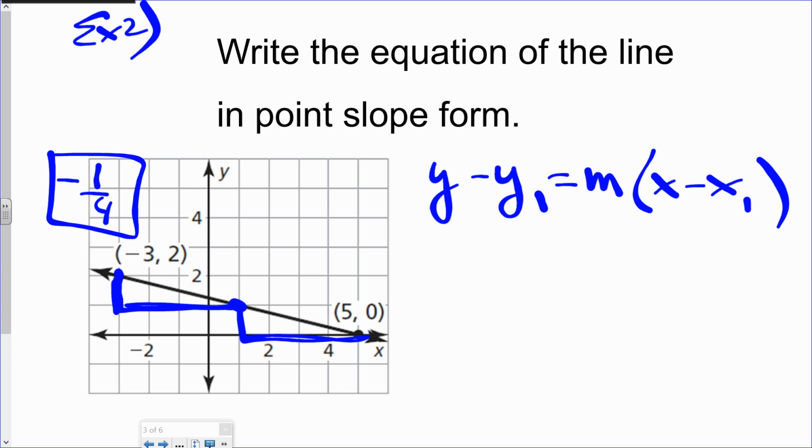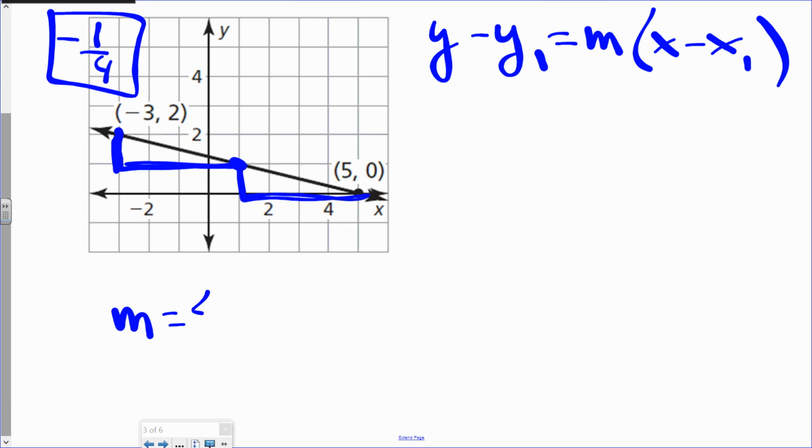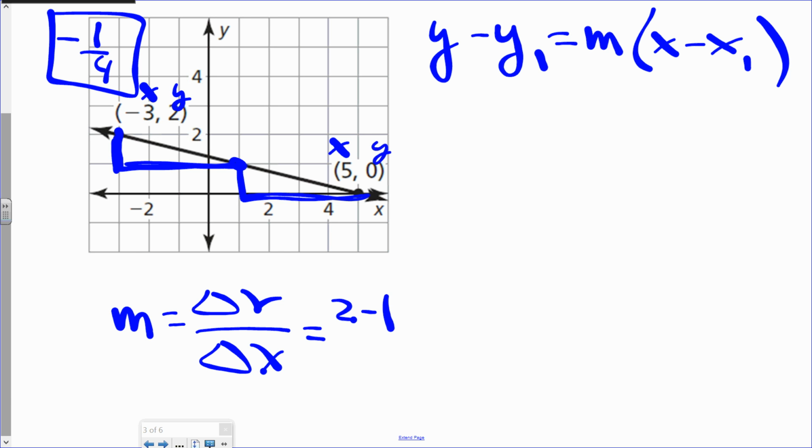Very nice. Or you can use this little formula we did on the warm-up, delta y over delta x. I'll pick any 2 points. Here, y is 2 and y is 0, x is -3 and x is 5. So we do delta y over delta x. He did that on his own, just eyeballing it, but you can always rely on delta y over delta x for your slope. So delta y is 2 minus 0. Delta x, -3 minus 5.